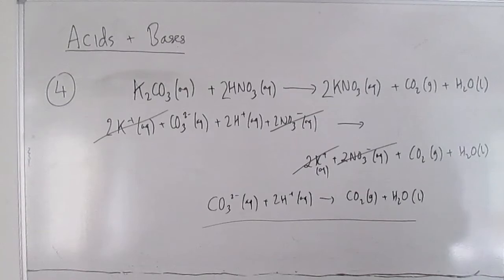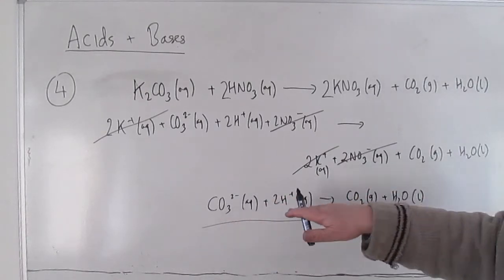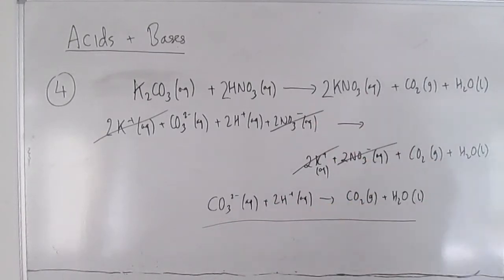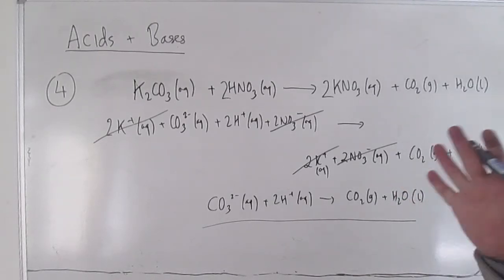And again, you can see how much more general that is, because it doesn't matter if it's potassium carbonate or sodium carbonate or lithium carbonate or whatever. I mean, any soluble carbonate reacting with any acid. Here it was nitric, but it could have been sulfuric or hydrochloric, and this ionic equation would have been the same. That's why they're so good, because they're much more general and they're much more directly telling you what really happened in the reaction.